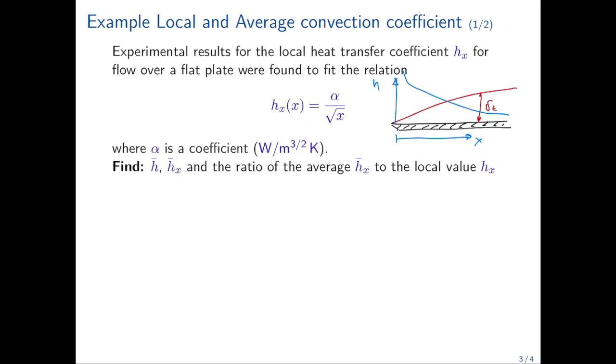Let's start by defining the average convection coefficient. The average, by definition, as we now know, is going to be equal to 1 over L, the integral from 0 to L of h of x dx. We have an expression for h of x, so we can replace that expression. So this is equal to 1 over L multiplied by the integral from 0 to L, and h of x is equal to alpha divided by the square root of x, dx. So what is this integral equal to?